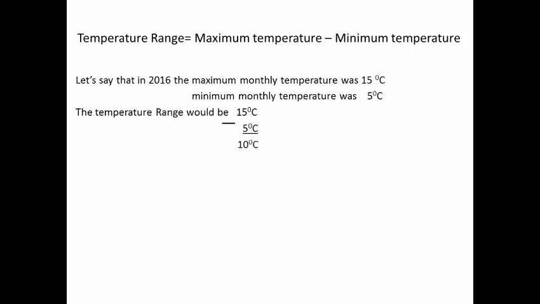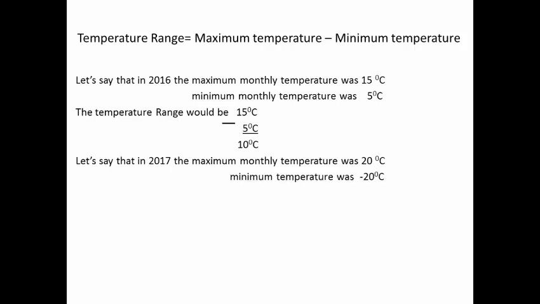That was pretty easy. But let's look at an example that a lot of students get wrong and explain why they get it wrong. Let's say that in 2017, the maximum monthly temperature was 20 degrees Celsius, and the minimum monthly temperature would be minus 20 degrees Celsius. Lots of students suddenly shout out an answer that the temperature range would be 0, but this would be wrong. The temperature range would be 20 degrees Celsius, subtract negative 20 degrees Celsius. The answer would be 40 degrees Celsius. Many students forget their integers. Remember, two negatives make a positive.